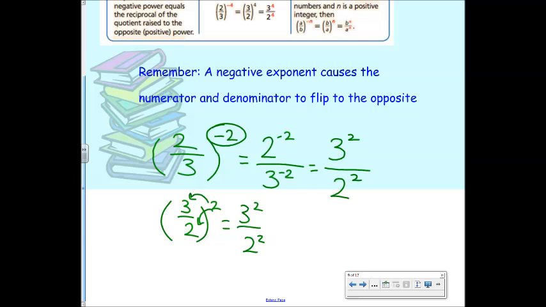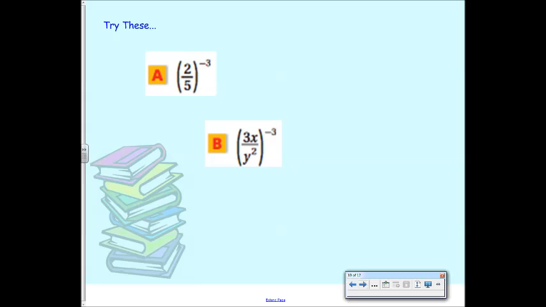So what would letter A look like? It will look like 5 to the 3rd over 2 to the 3rd. Perfect. The 5 and the 2 flipped, and then the 3 went to both of them. And it's no longer a negative 3, it's a positive 3. What about here? Same thing.